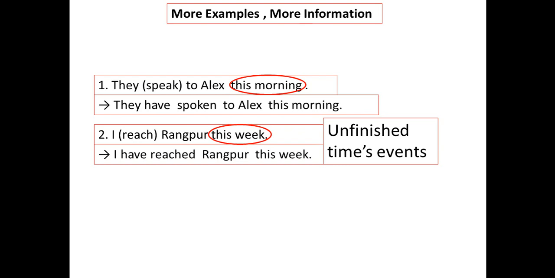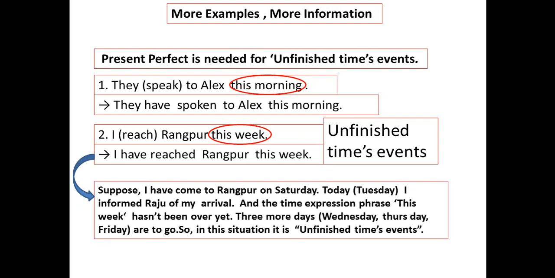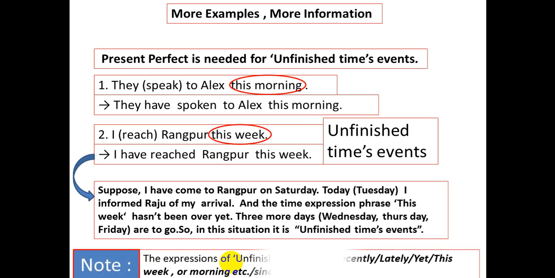So read the context first for the second sentence. Suppose I have come to Rangpur on Saturday. Today, Tuesday, I informed Raju of my arrival, and the time expression phrase this week hasn't been over yet. 3 more days, Wednesday, Thursday, and Friday, are to go. So in this situation, it is unfinished time events. Okay, so the note is there for you.